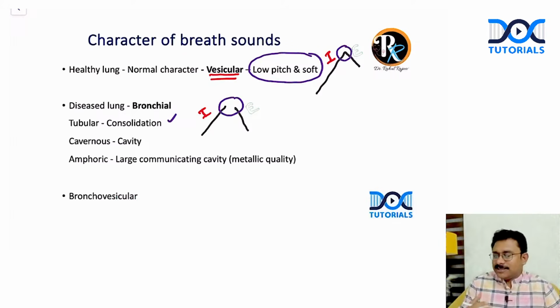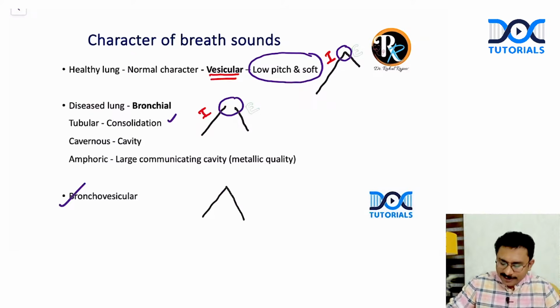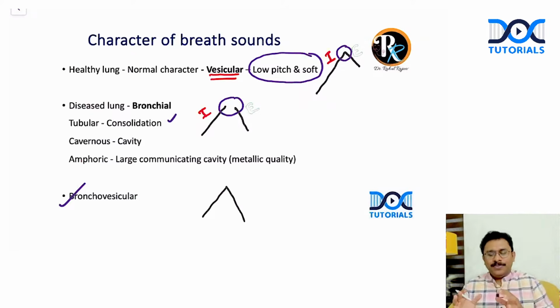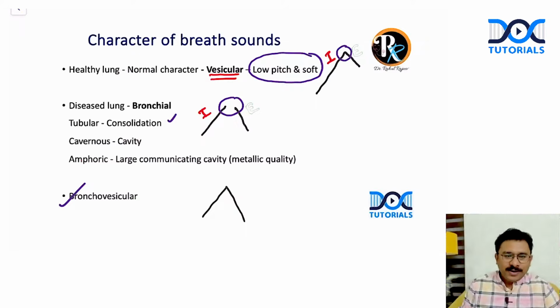And sometimes patients can have a combination that is called bronchovesicular breathing, where you get something like this, where the expiration is almost like that of inspiration, but there is no pause. That is what a bronchovesicular type of breathing is.